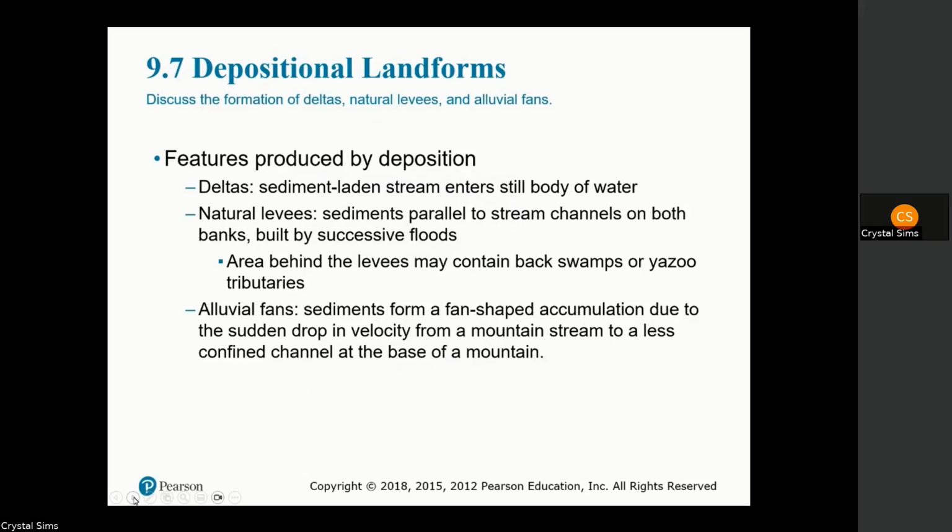So the next section gets us into depositional landforms. What are some of the features that we can see that are caused not by erosion, but by the deposition of all of that sediment? As you saw in the video, we have deltas where the stream channel enters a still body of water, most commonly the ocean, but it could also be lakes as well. And a delta is going to occur because those sediments start to drop out because the current is dying.